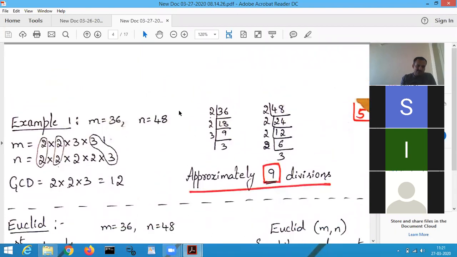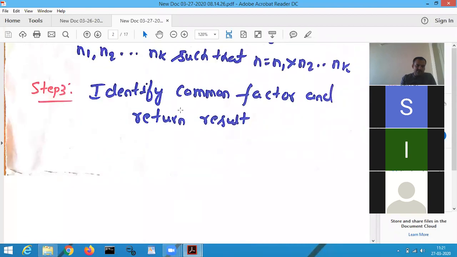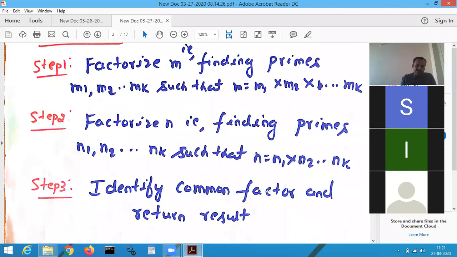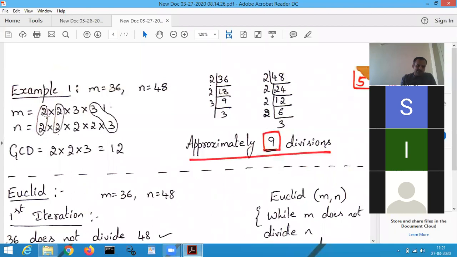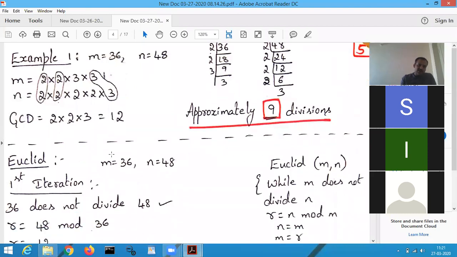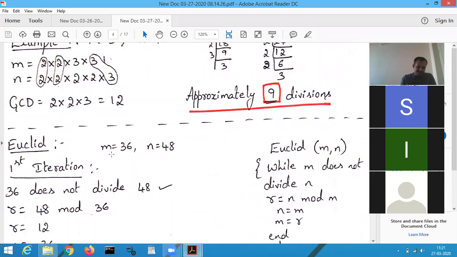See, out of this, the last step says identify common factor and return the results. In this problem, I am identifying 2 as the common factor for m and n, as well as one more 2. Then finally 3 is also a common factor. If you multiply all these common factors, 2 into 2 into 3, you are going to get the GCD as 12.